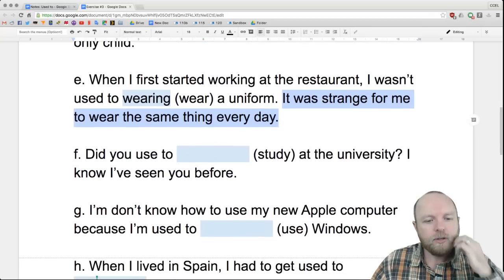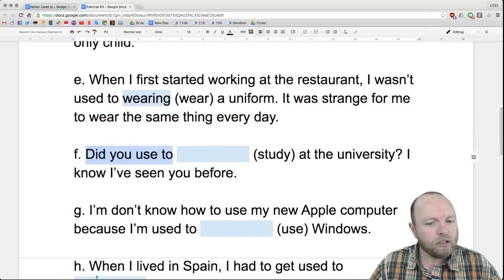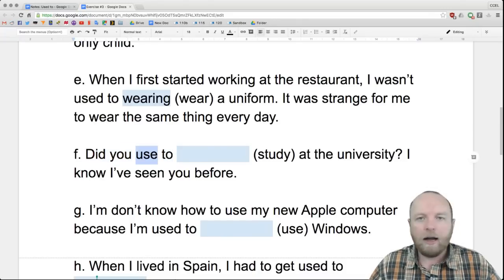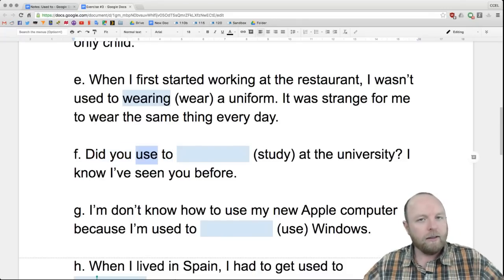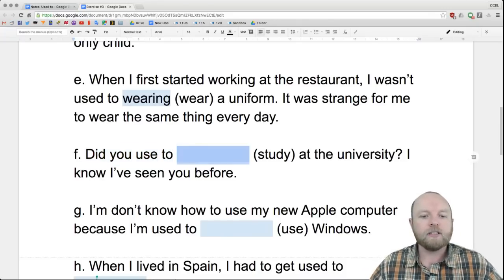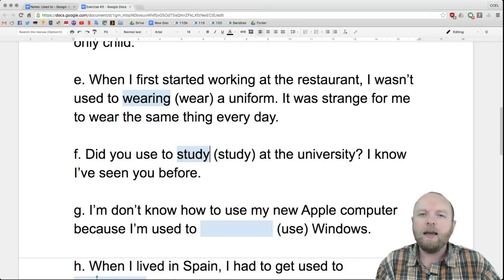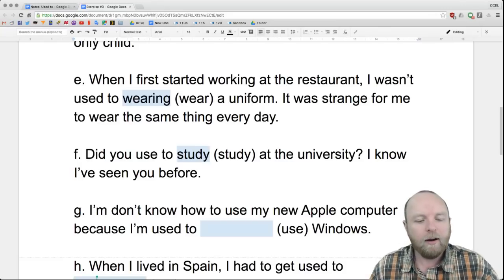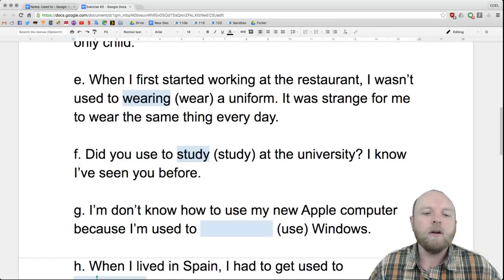Okay, did you used to? Okay, this is not be used to. This is used to, so we need infinitive. Did you used to study at the university? Because I know I've seen you somewhere. Who are you? I know you, right?